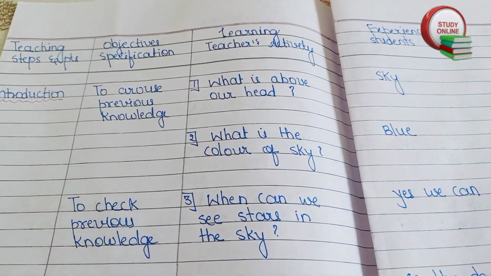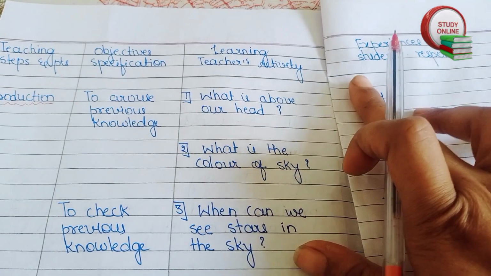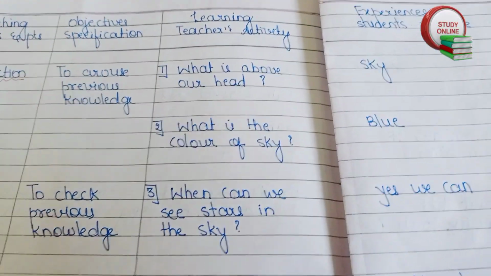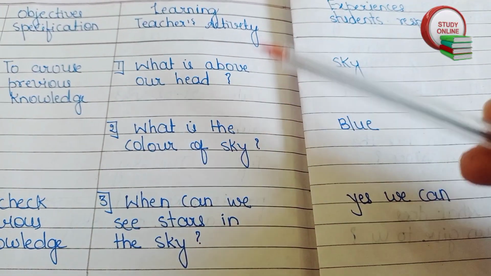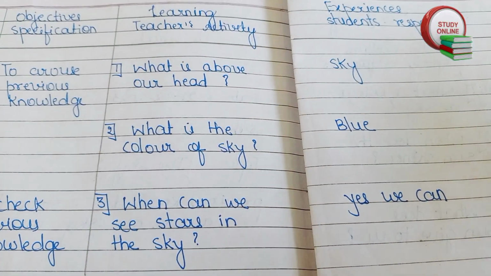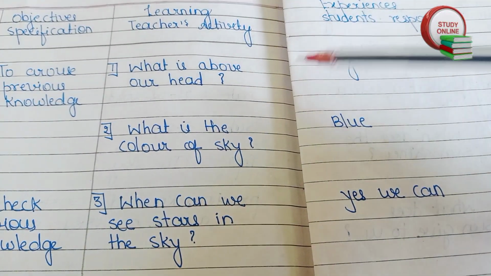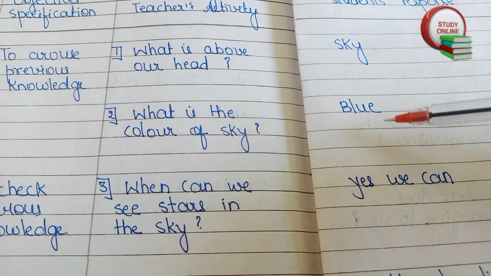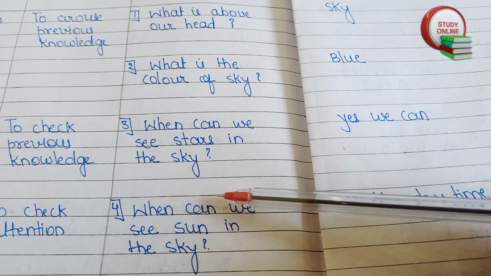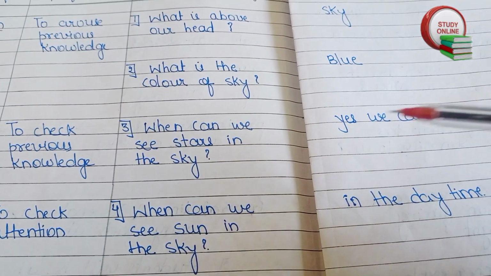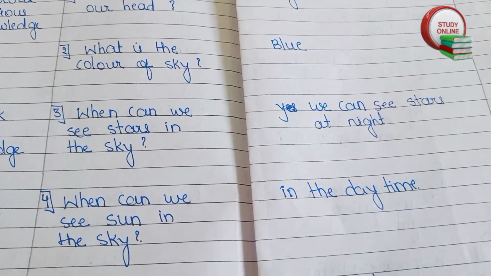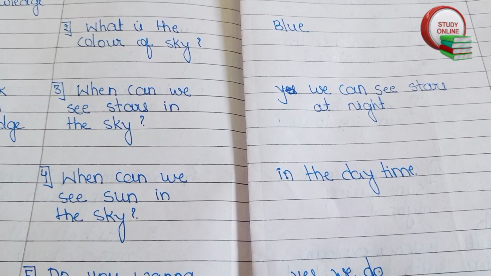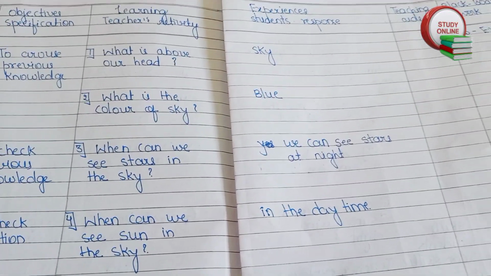Okay, so this is the introduction part. First, what we have to ask students: what is above your head? Or we can ask, what can you see outside? The student will answer, it's the sky. Second question, what is the color of the sky? Blue. When can we see stars in the sky? The student will answer, we can see stars at night.